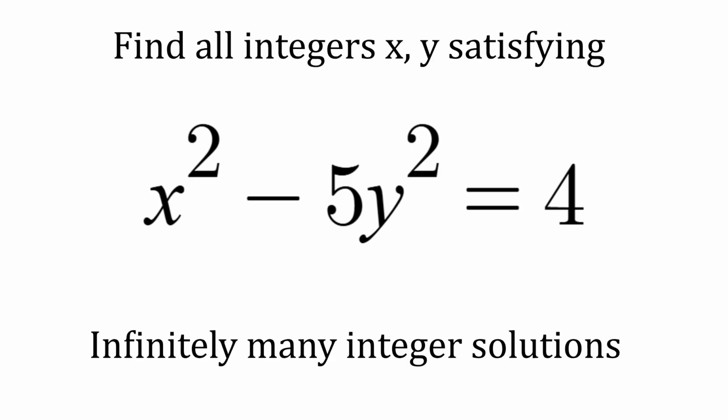So our question was, find all integers x, y satisfying x squared minus 5y squared is equal to 4. This question has infinitely many integer solutions.